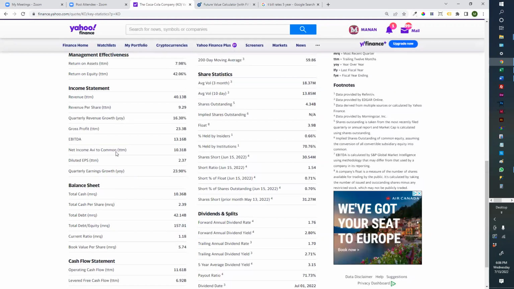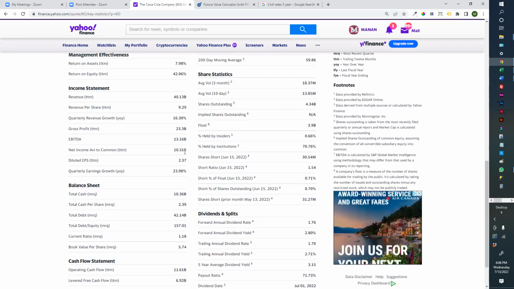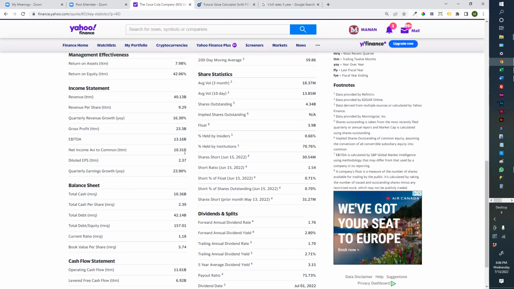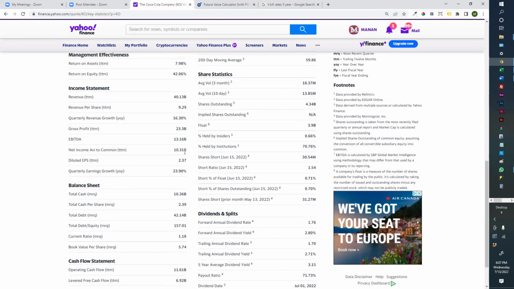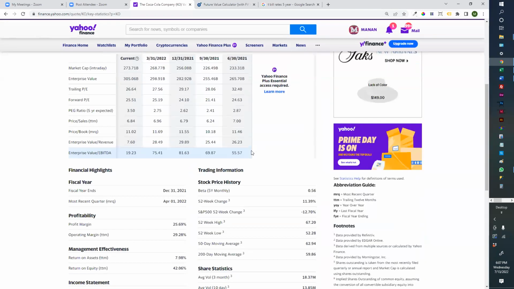But if you see, net income is about 10 billion. So they can pay off their debt within 3 years. If they can pay off their debt within 5 years, I don't have any problem to buy. It's getting a little bit tricky, especially now because interest rates are on the rise. And I will show you another example, and that's why I'm not investing in that company.